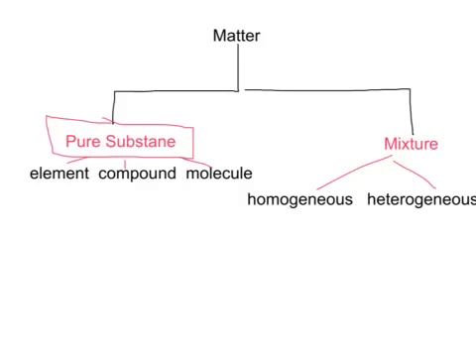Matter is basically anything that has mass and takes up space, and pretty much anything around you is considered matter for the most part, and you could separate it into two different categories: pure substance and mixture. So everything around you can be, for the most part, classified into two categories. Is it a pure substance? Is it a mixture? If it's a pure substance, then it can be classified as an element, compound, or molecule.